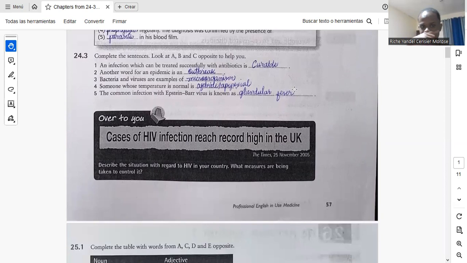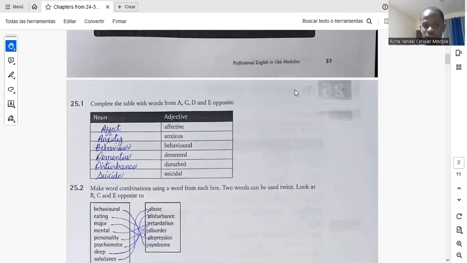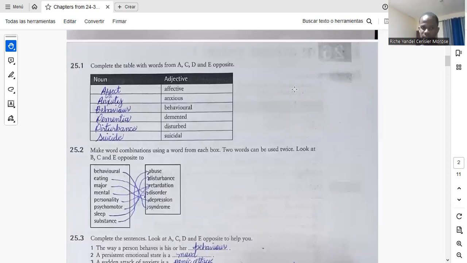Complete the sentence. Okay, letter A. Number one, an infection which can be treated successfully with antibiotics is curable. Another word for an epidemic is an outbreak. Bacteria and viruses are examples of microorganisms. Someone whose temperature is normal is afebrile or apyrexial. The common infection with Epstein-Barr virus is known as glandular fever.